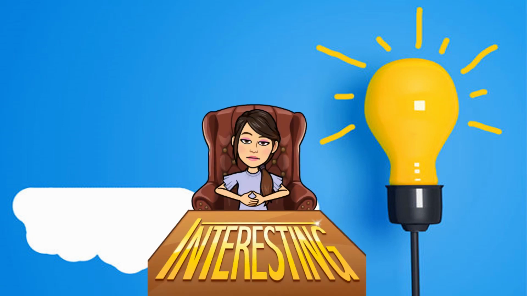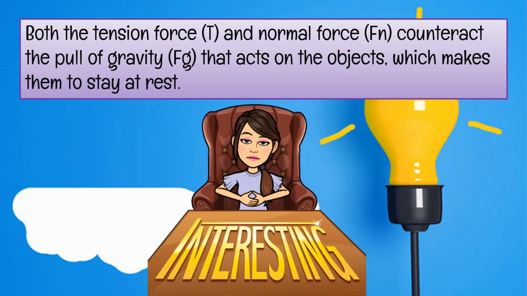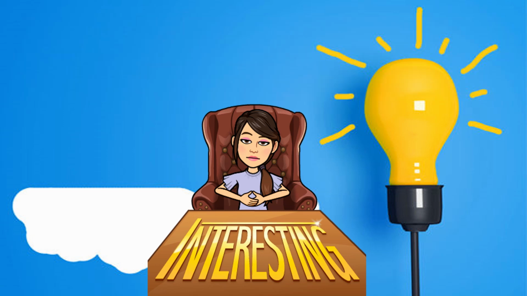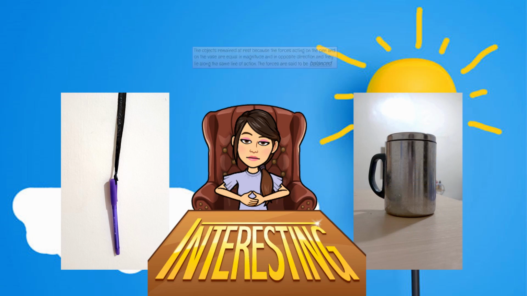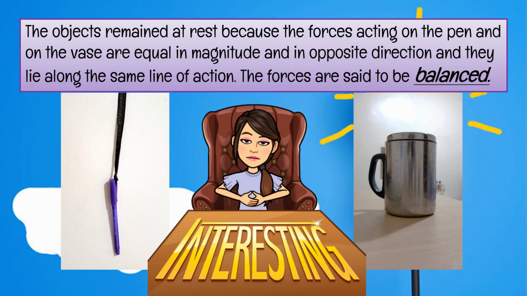So to summarize, both the tension force and normal force counteract the pull of gravity that acts on objects, which makes them stay at rest. The objects remained at rest because the forces acting on the pen and on the jar are equal in magnitude and in opposite direction, and they lie along the same line of action. The forces are said to be balanced.